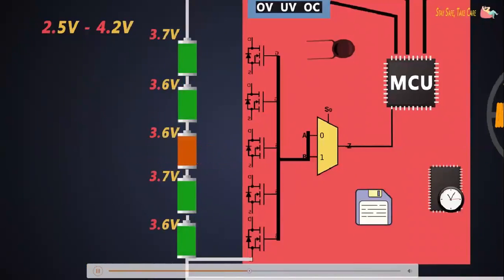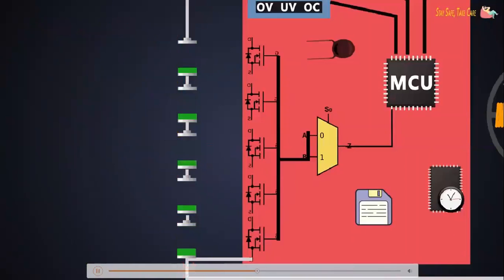The weaker cell trips the discharge limit first, leaving the remaining cells with charge still inside the pack. This can be overcome by cell balancing. Cell balancing is divided into two parts. The first one is passive cell balancing, and the second one is active cell balancing.